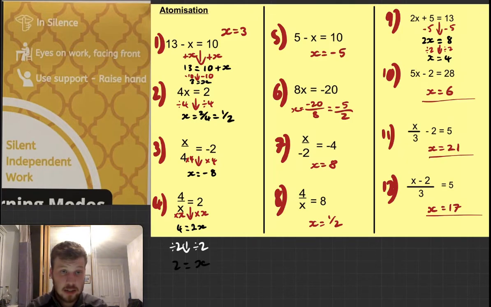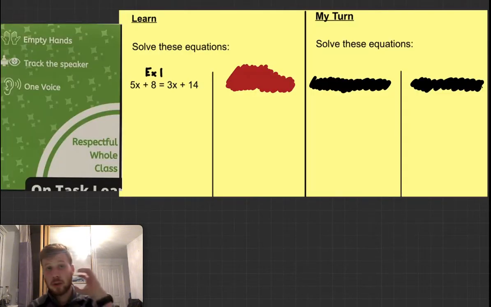What I'd like you to do now is we're going to go into our learn in your turn. So we're in respect for the whole class. I'm going to go through one example, give you a question to have a go at, then another example, give you a question to have a go at.